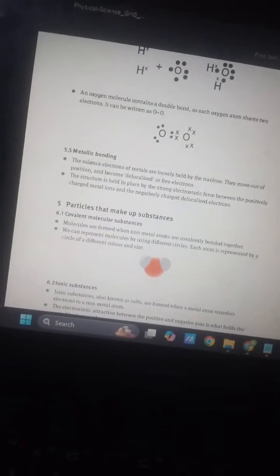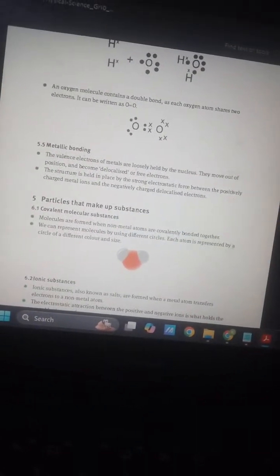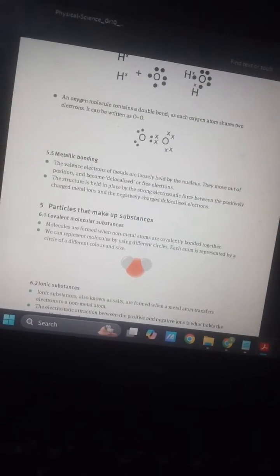So that's how it stays in place, because the electrons are negatively charged, and the metal ions within the bond would be positive. So the negative and positive obviously attract, and they are able to stick together that way. Yes.